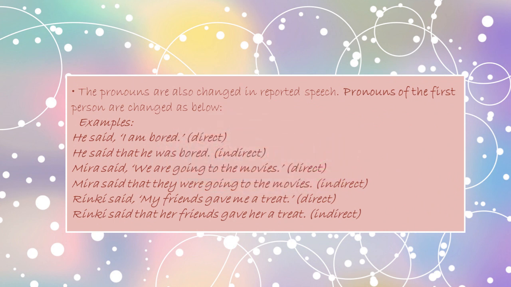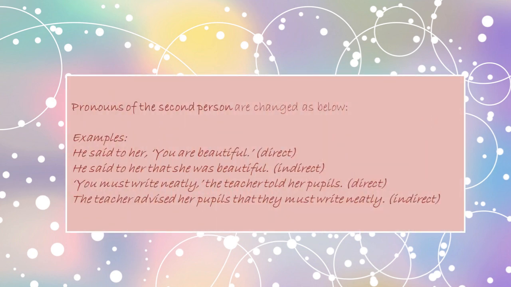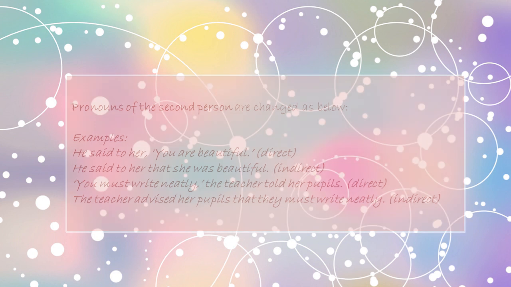And seventh, the pronouns are also changed in reported speech. Pronouns of the first person are changed as below. You can see example: he said, "I'm bored." That is direct speech. In indirect speech, he said that he was bored. And you can see the pronouns are changed. Pronouns of the second person are changed as below. You can see example: he said to her, "You are beautiful." And he said to her that she was beautiful.